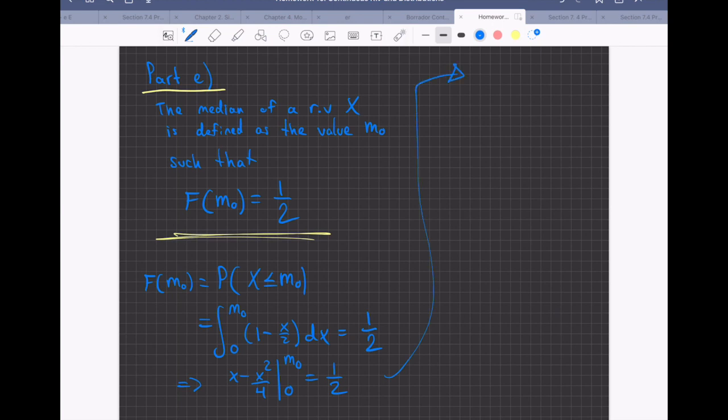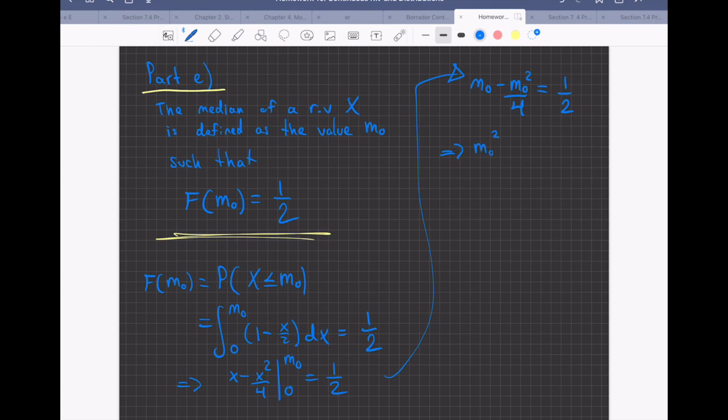Next, this is going to be, again, the same as before. When you substitute the 0 here, it's going to be 0, so focus on the upper limit. It's going to be m0 minus m0 squared divided by 4 equal to 1/2. And then you have this. You're going to end up with a quadratic equation. If you manipulate this, you will have m0 squared.